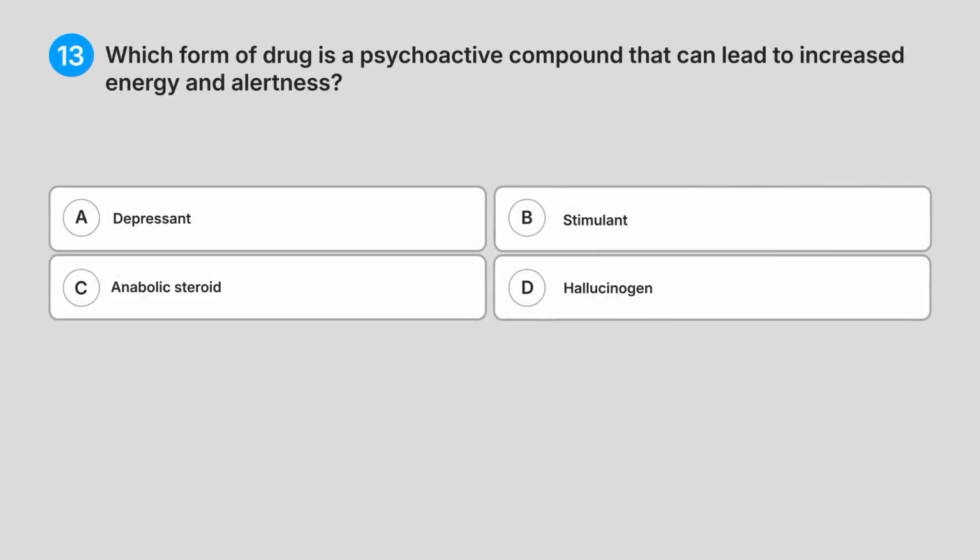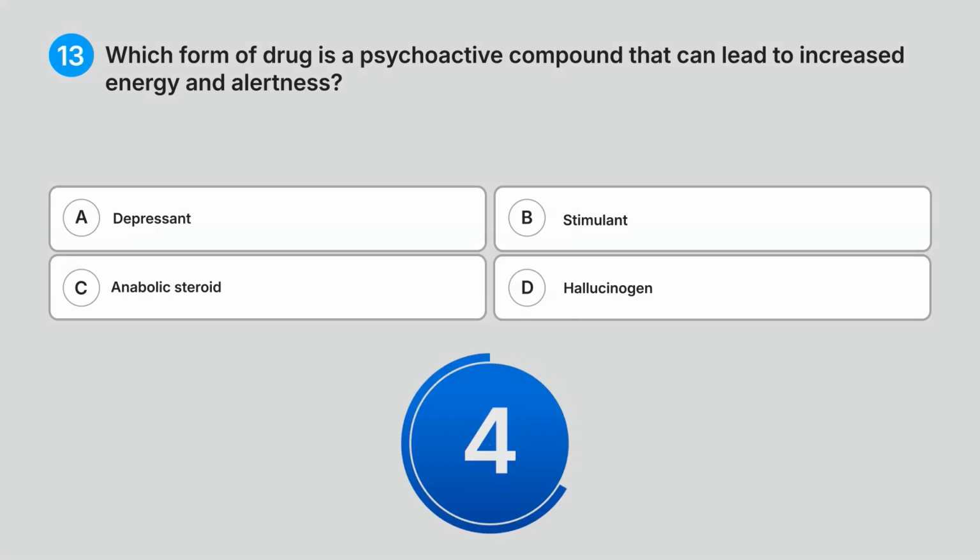13. Which form of drug is a psychoactive compound that can lead to increased energy and alertness? A. Depressant. B. Stimulant. C. Anabolic steroid. D. Hallucinogen. What do you think is the answer?